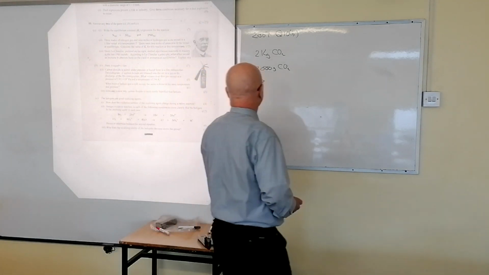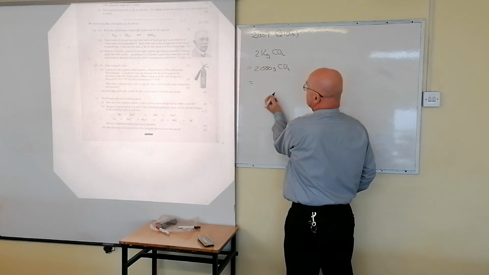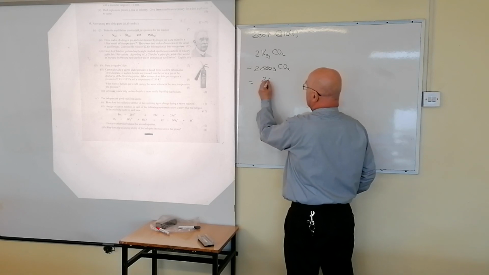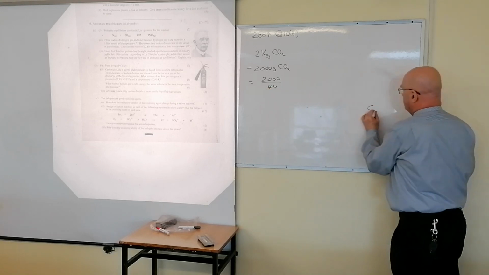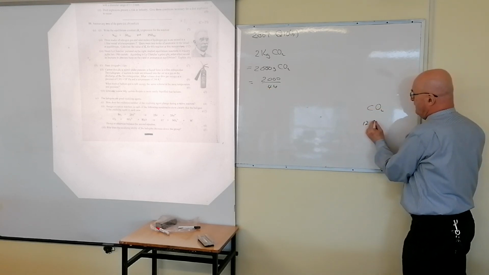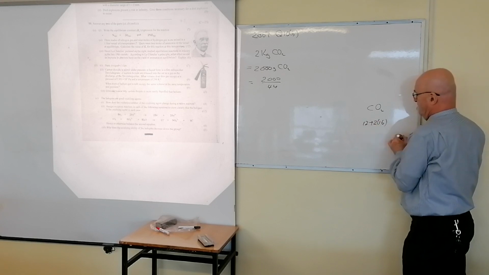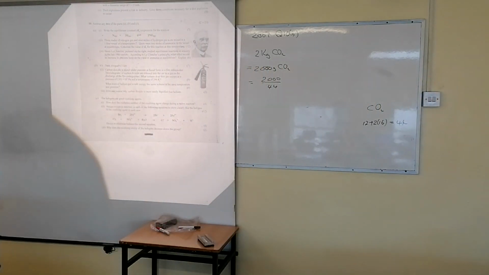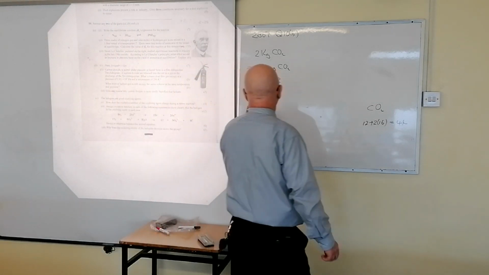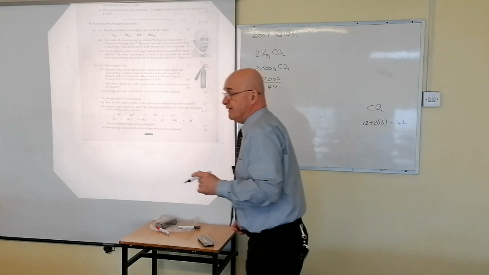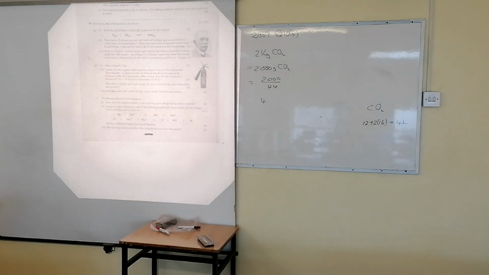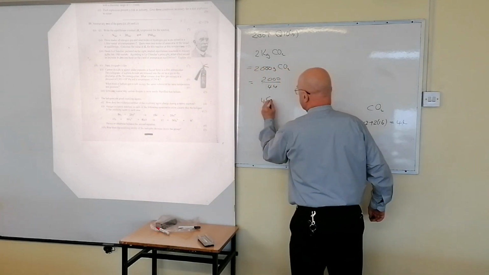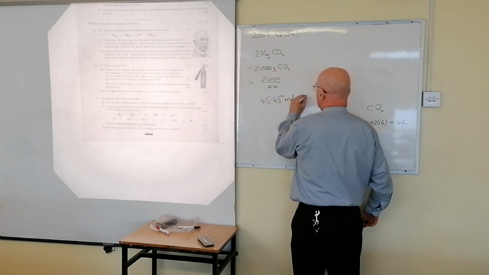So you take that and you must divide by, to get moles, are you all okay with what you're going to do? You'll divide by the relative molecular mass, 2,000 divided by 44. Am I right? Carbon dioxide: 12 for carbon, and 2 16s is 44. Okay, so that's the number of moles you have, and it comes out as 45.45, yes. 45.45 moles of carbon dioxide.